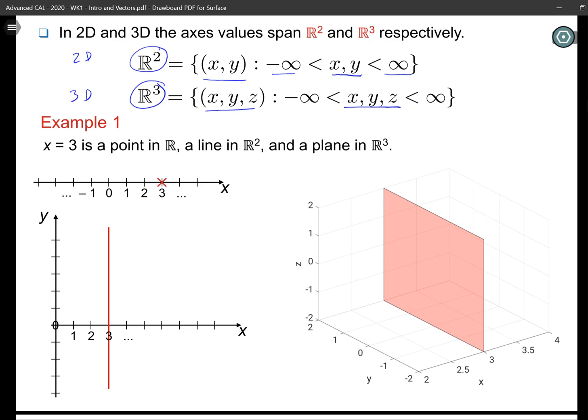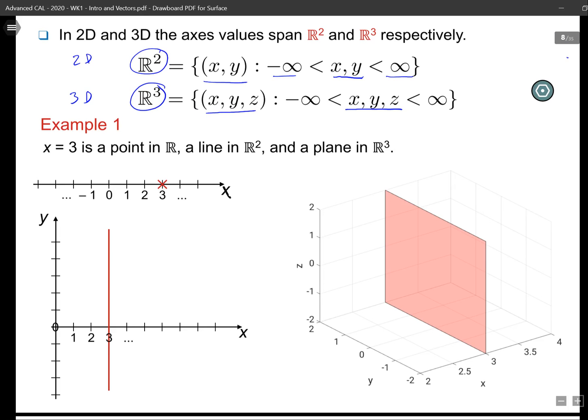Alright, so don't get confused when you see R3. Some of you might think that this is a power of 3. No, the 3 right here, the 2 right here, tells you about the dimensions of this set. Okay? Now, let's take a look at this example. We only have one piece of information in this example, which is x equals 3. And we are going to try to visualize this and find out about its geometry in different spaces.